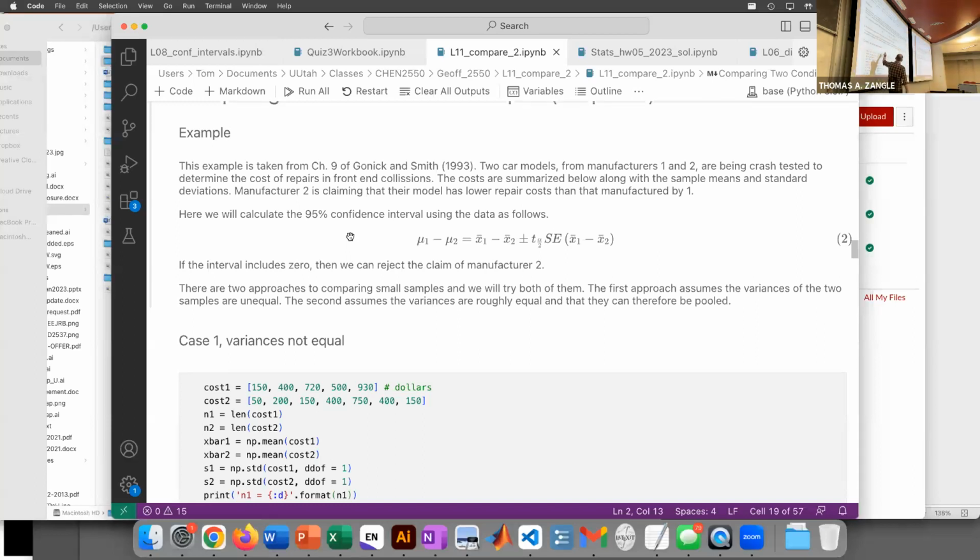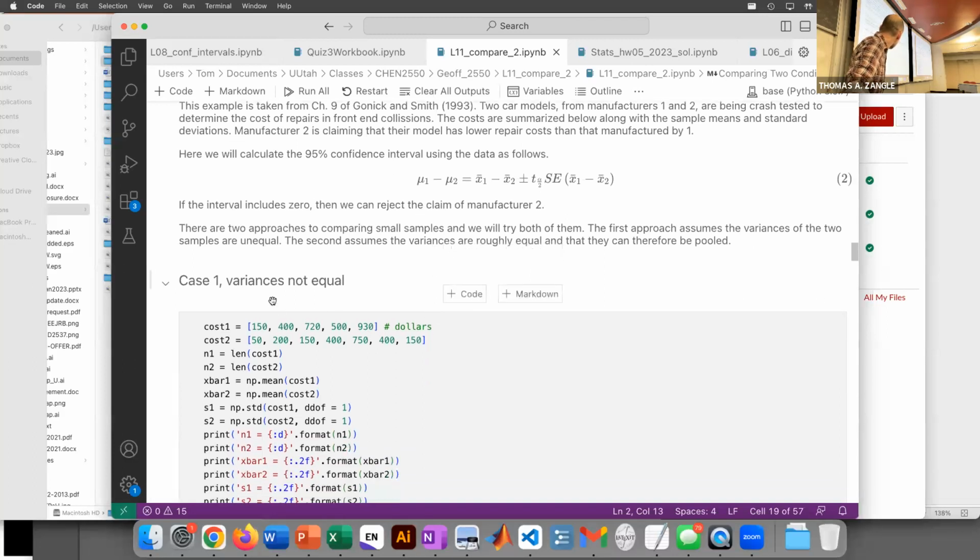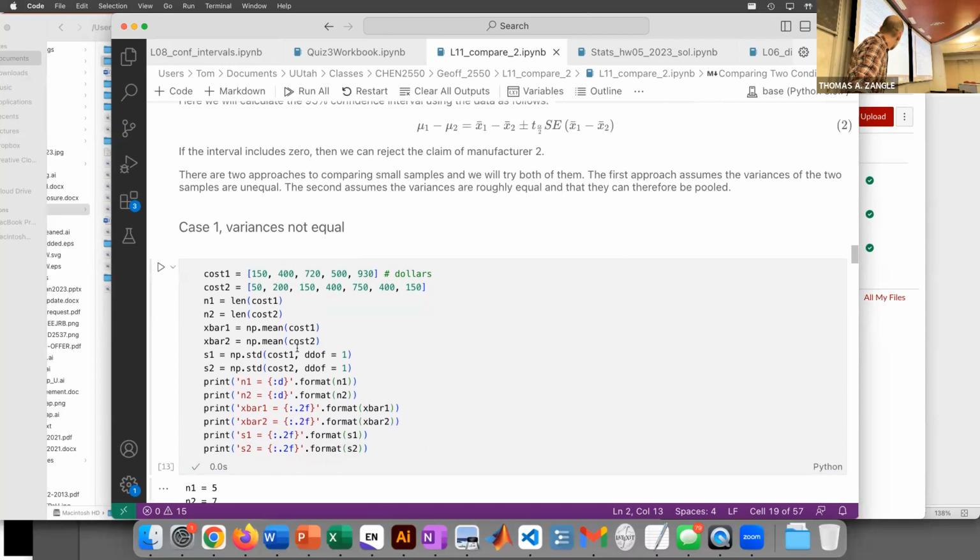The second approach we'll see is assuming that the variances are roughly equal, and that's going to allow us to pool the data and get a better estimate of what the uncertainty is. So we're going to start with this case of variance is not equal.